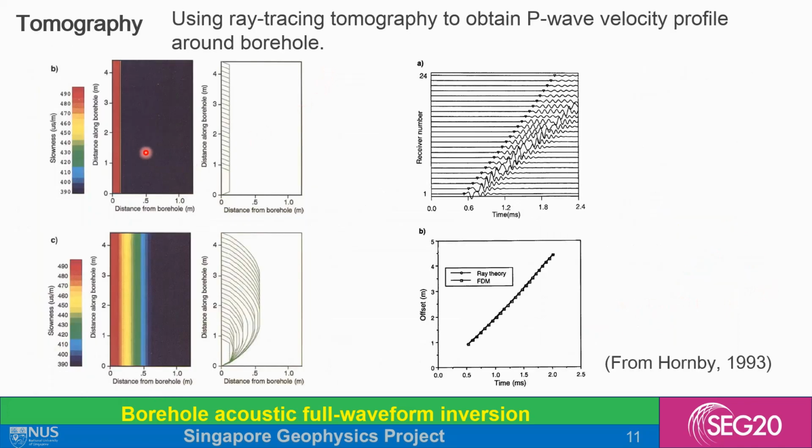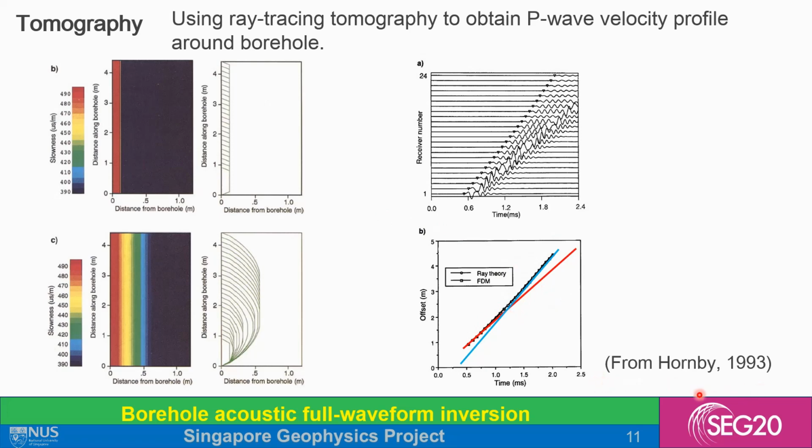This is because when formation is homogeneous, all the raypaths of the first arrived waves between the source and the receivers are along the wellbore, and the first arrived travel time curve will be a straight line. However, when formation velocity is changing in radial direction, the penetration depth of the raypath will change with respect to the offset. In this case, the slope of the first arrived travel time curve would also be changing with respect to the offset.